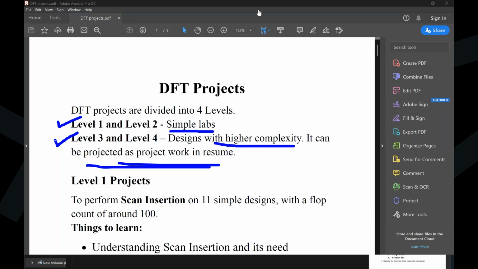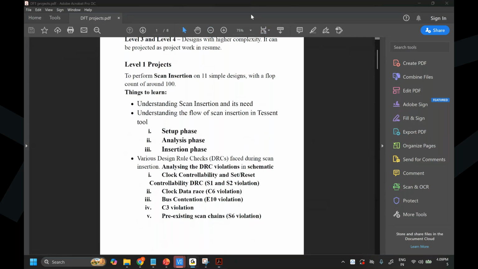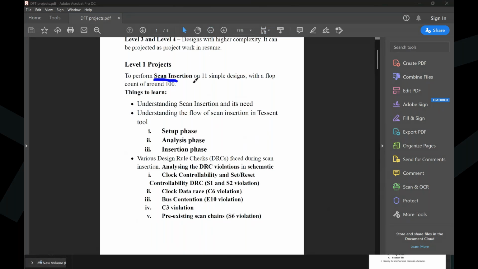In level 1 projects, we'll be performing scan insertion on 11 simple designs. The flop count will be only around 100 in that range. That's why I said these are simple designs. The flop count will only be in the range of around 100, 200, like that.